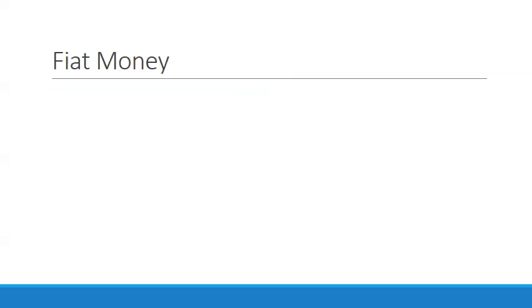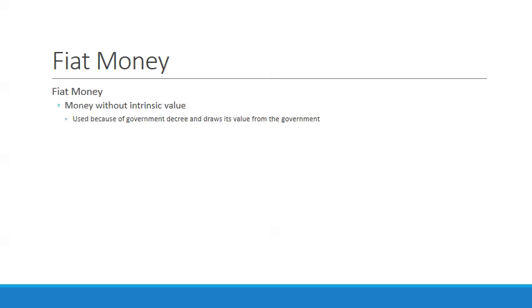Okay, so fiat money. It's money without intrinsic value. It's used because of government decree and draws its value from the government. Fiat money isn't backed by anything. When you talk about banknotes and coins from the Federal Reserve, they're not backed by gold. They're not backed by silver. They're not backed by anything other than the promise of a strong economy and strong government. If the economy is weak, or if the government is seen as weak, the value of the dollar falls. If it's seen as strong, and the economy is strong, the value of the dollar rises.